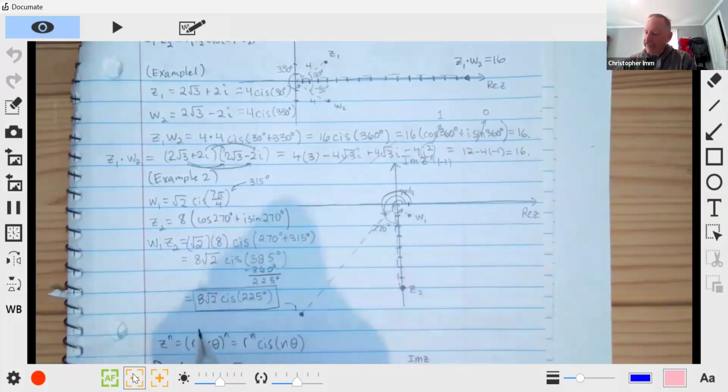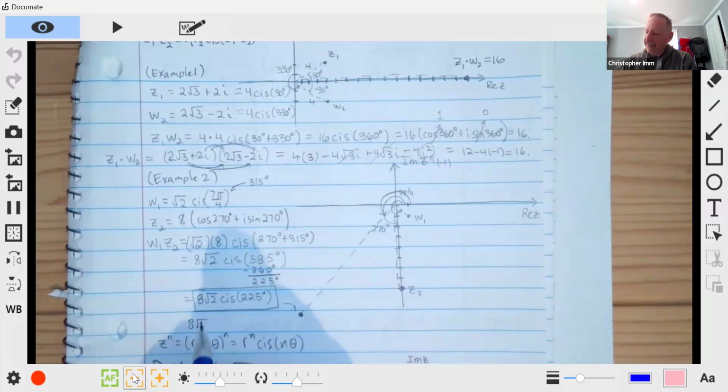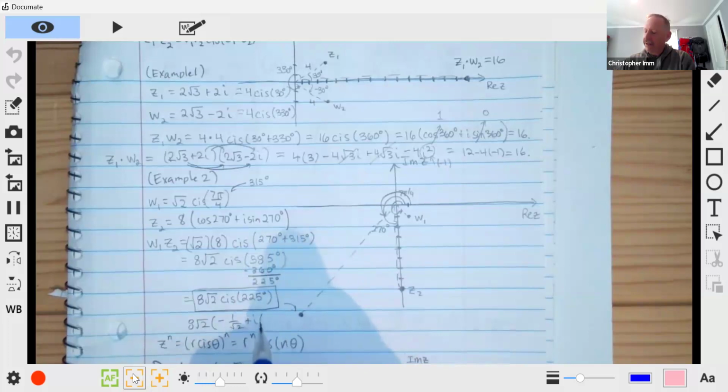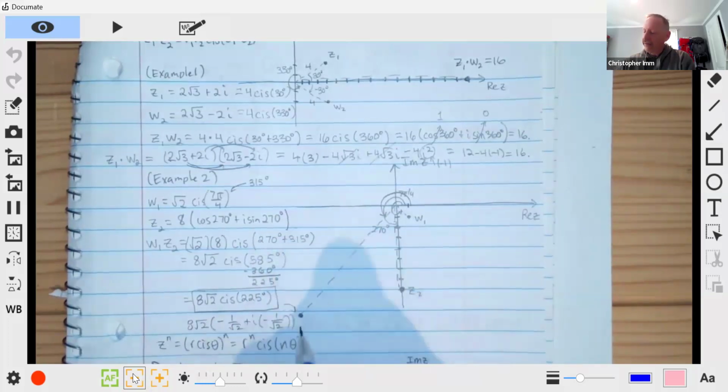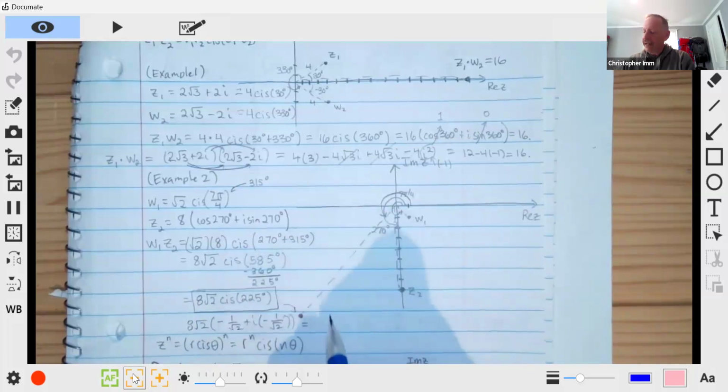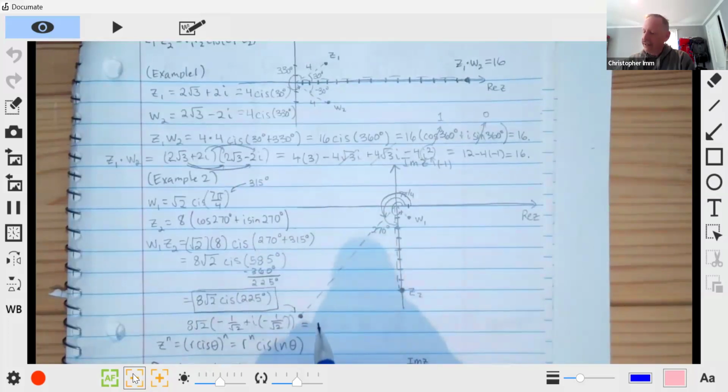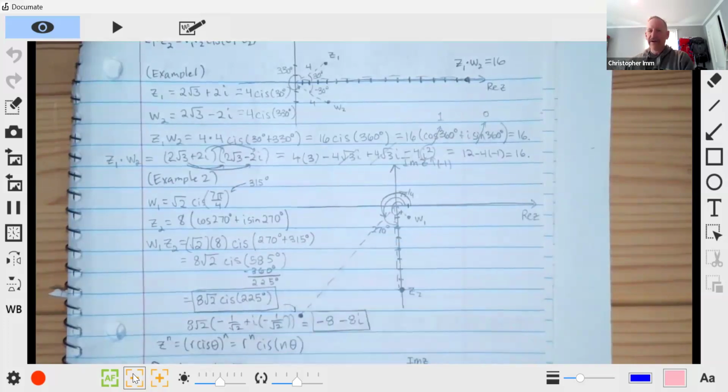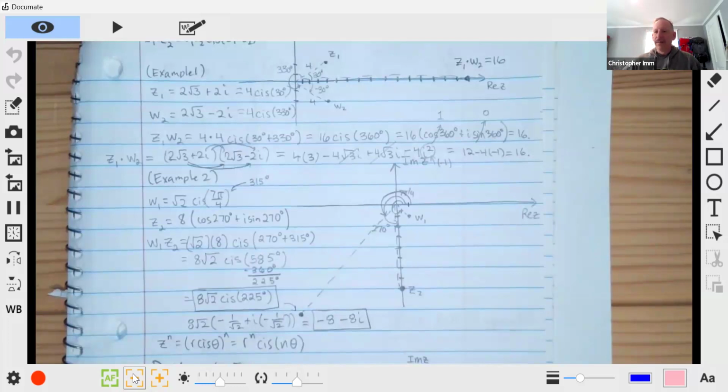All right, and if you wanted to convert that back into a standard form, you could do cosine of 225, which would be negative 1 over root 2, plus i sine of 225, which would also be negative 1 over root 2. Multiply the 8 root 2 through, and you get negative 8 minus 8i. Very cool.